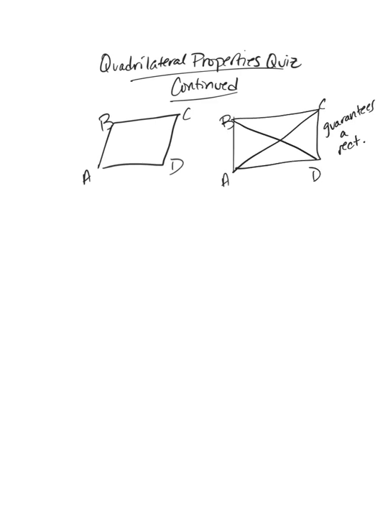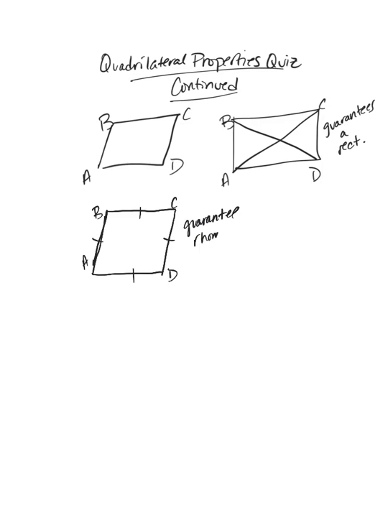Second choice, a pair of adjacent sides are congruent. Okay, that is the answer. A pair of adjacent sides are congruent. So you have a parallelogram. These sides are congruent. That automatically forces the other sides to be congruent because opposite sides are congruent in a parallelogram. So that would guarantee a rhombus, and that's the answer.